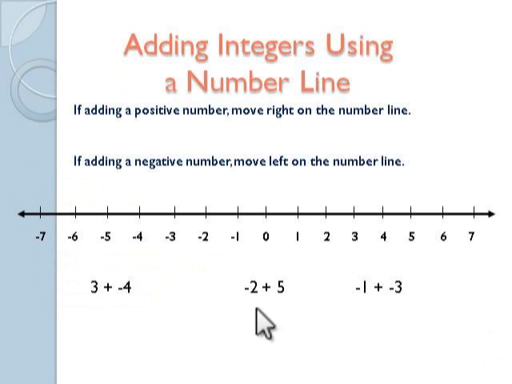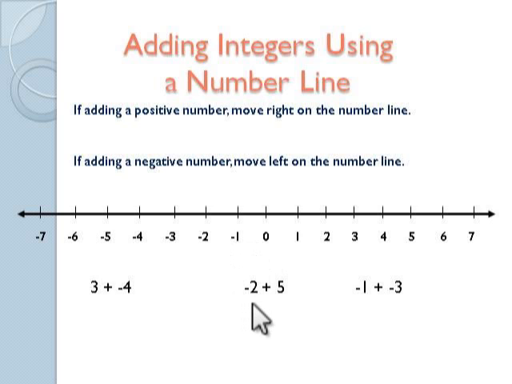We all know what the number line looks like. And if you are adding a positive number, you're going to go right on the number line. If you're adding a negative number, you move left on the number line. And the first number is where you start. So if we look at our first example here, 3 plus negative 4, we're going to start at the 3. And since we're adding a negative number, we are going to move to the left. And we're going to move 4 times. So 1, 2, 3, 4. The answer to 3 plus negative 4 would be negative 1.